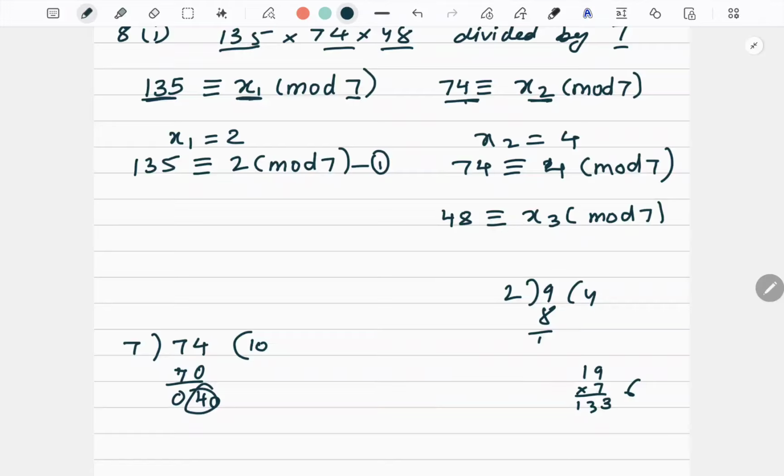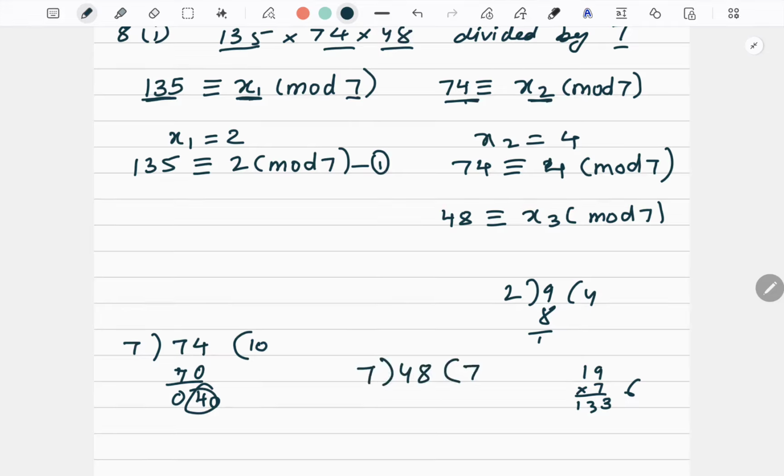Now look at this one. I'll show you first orally, then I'll do it the other way. Now 48 is there. So think of the table of 7. 7 ones are 7, 7 twos are 14, 7 threes are 21. Near 48 I should go. 7 fives are 35, 7 sixes are 42. So 42 is close to 48. So how much should I walk from 42 to 48? 42, 43, 44, 45, 46, 47, 48: 6. Means x3 is 6.